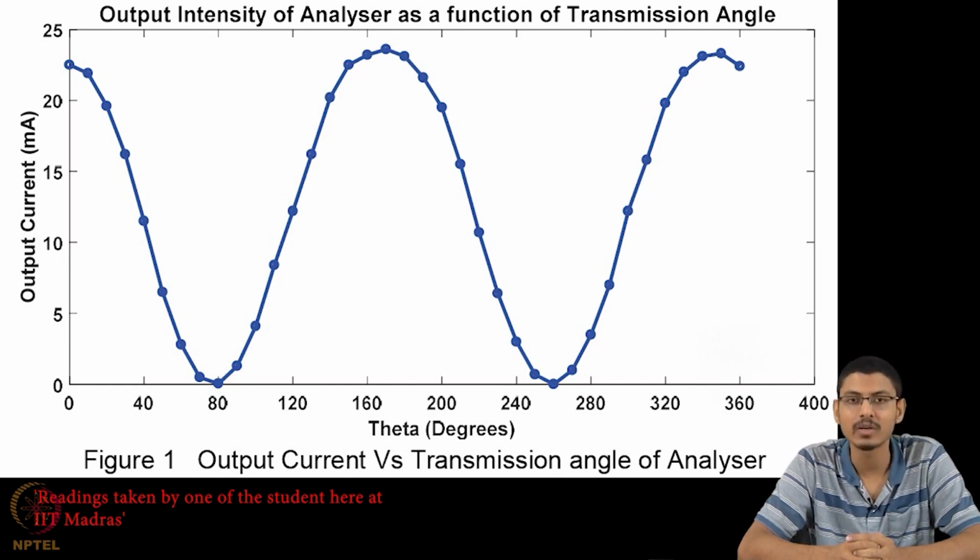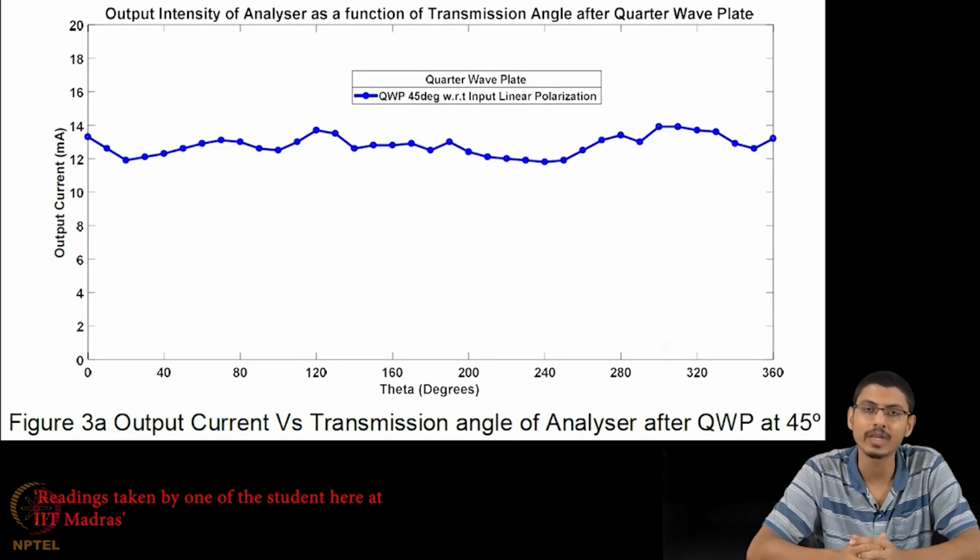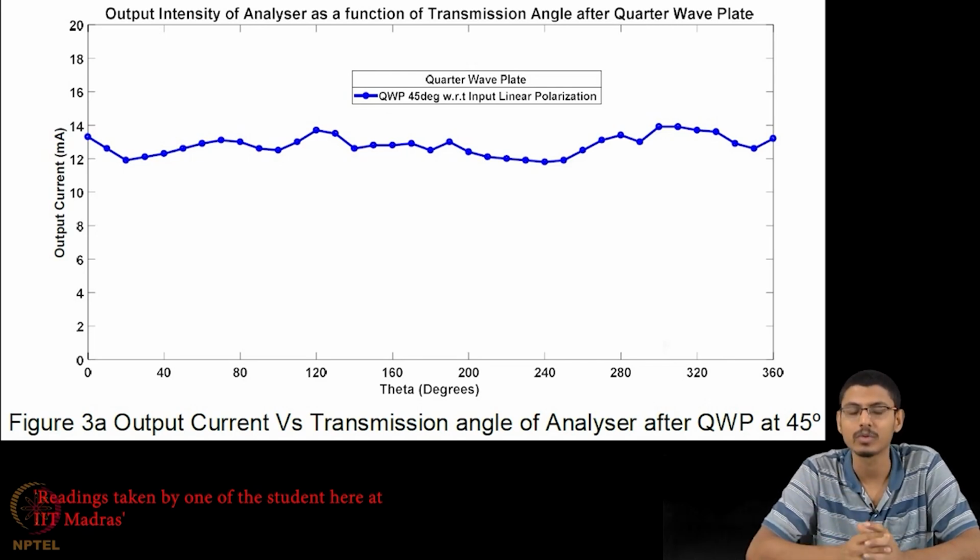And then moving on to the half-wave plate, you can see the plot for the half-wave plate. When the half-wave plate was rotated by 20 degree, the cos square curve shifts by 40 degree, and if it is rotated by 45 degree, this plot shifts by 90 degree compared to the original Malus law plot. Then for the quarter wave plate, you can see that the output intensity remains almost constant for the different angles of the analyzer. So that concludes today's session. Thank you for being with us.